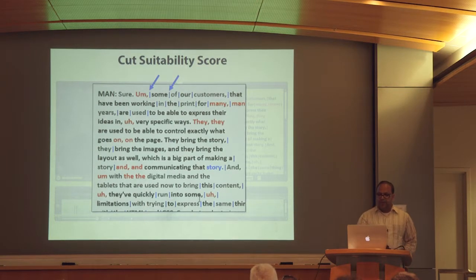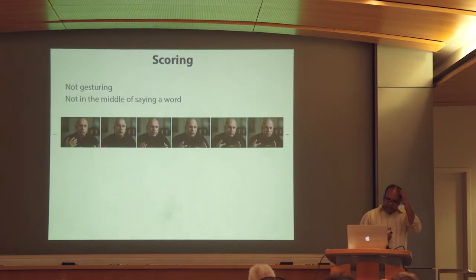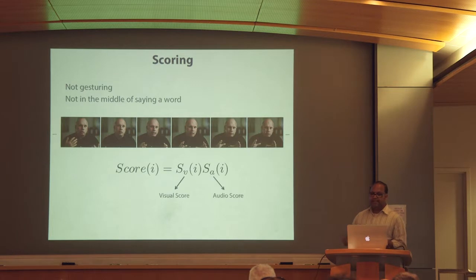So the next step is computing these cut suitability scores, and we're going to use these scores to place the vertical blue bars that indicate places where a cut is likely to lead to a smooth hidden transition. And remember, editors prefer to place cuts where the speaker is not gesturing and not in the middle of speaking. So to identify such potential cut locations, we assign a cut suitability score to each frame that combines a visual score and an audio score.